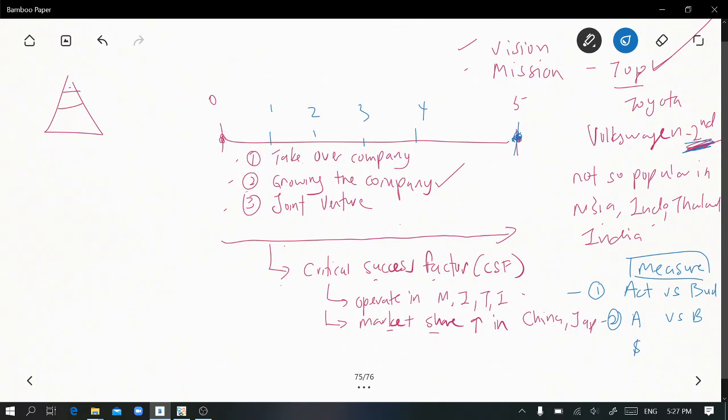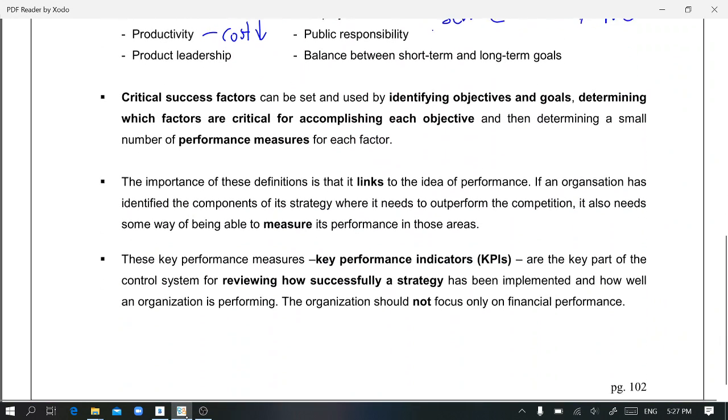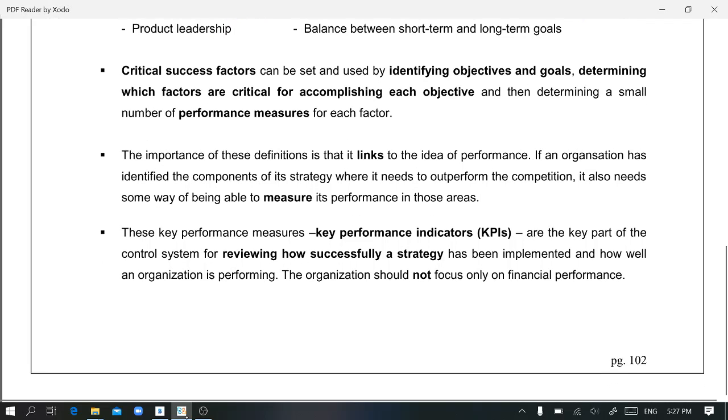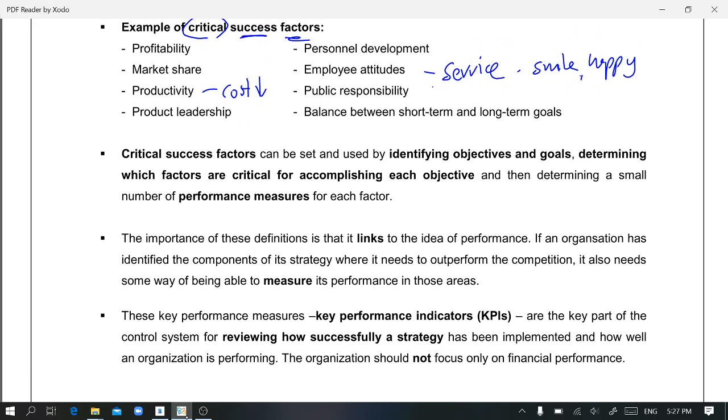So to make sure that we are always on track to be number 1. All this involves money, meaning financial, and non-financial. So when we come to measurement, we have financial measurement and non-financial measurement. When we come to measurement, we must look at the KPI, key performance indicator. So we look at the indicator and we measure. All right.